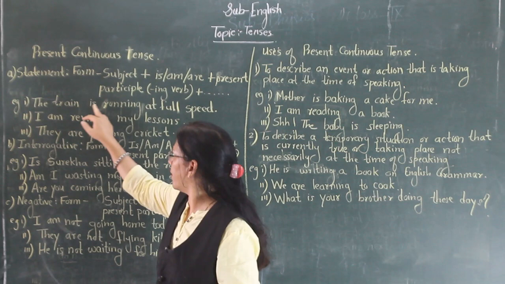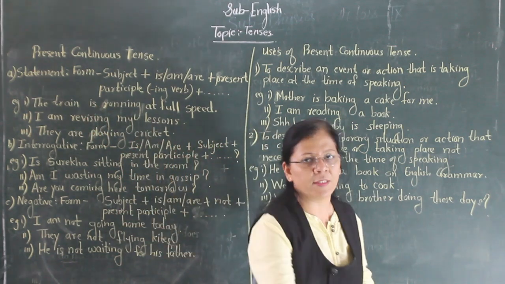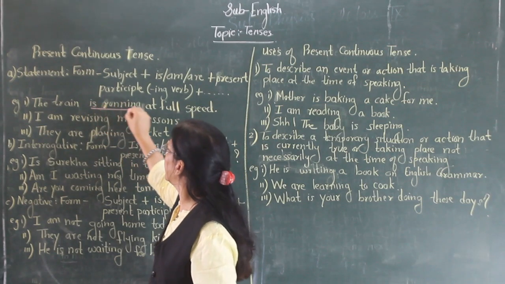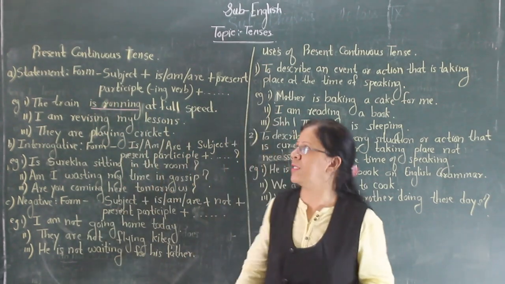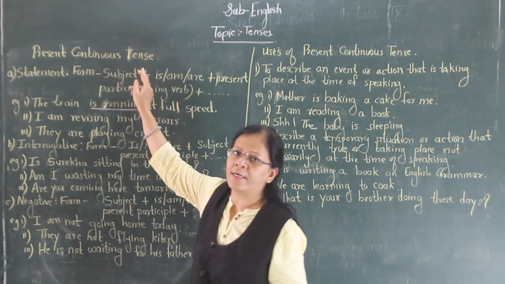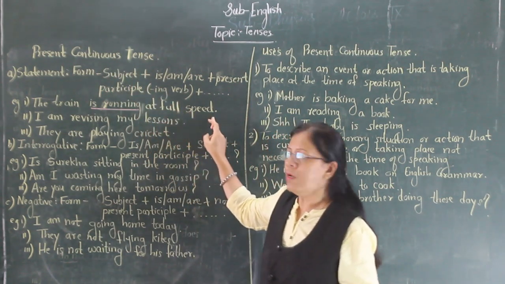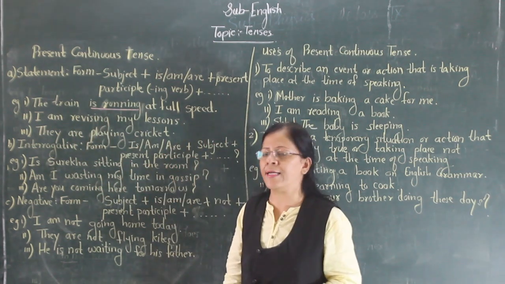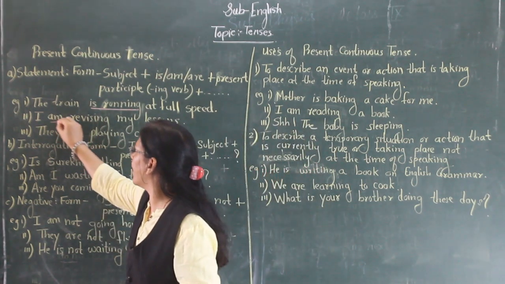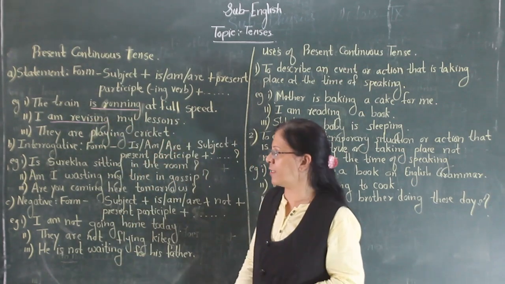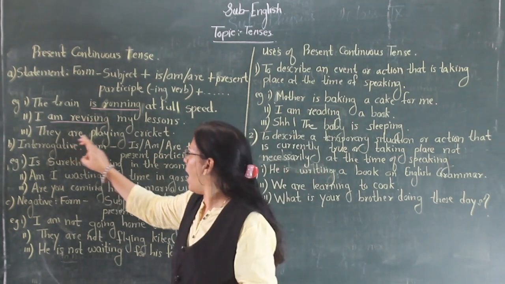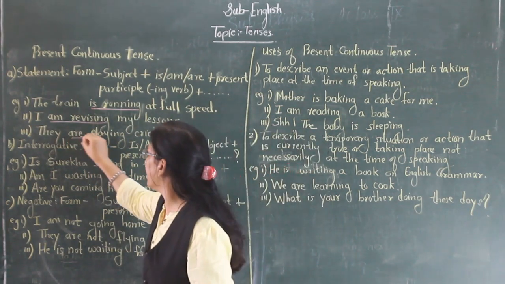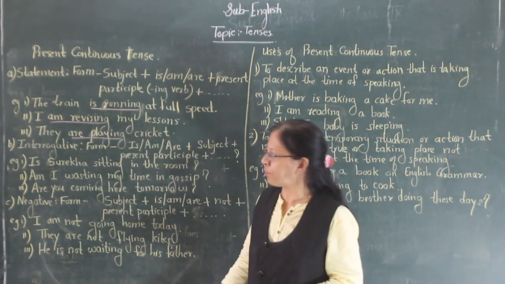For example, the train is running at full speed. So the train is the subject, is running is the verb which is in present continuous tense, at full speed. Next example, I am revising my lesson. So I is the subject, am revising is the verb in present continuous. They are playing cricket. They is the subject and are playing is the verb.